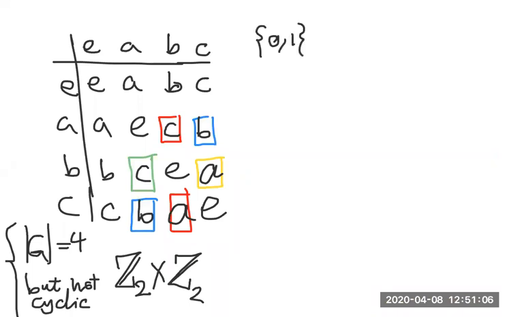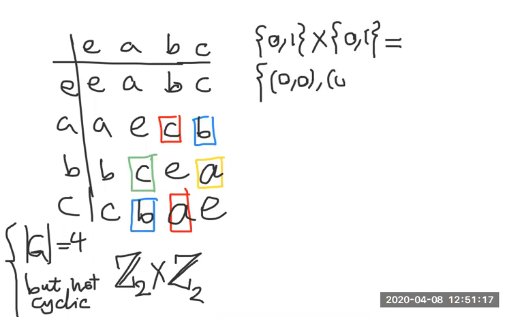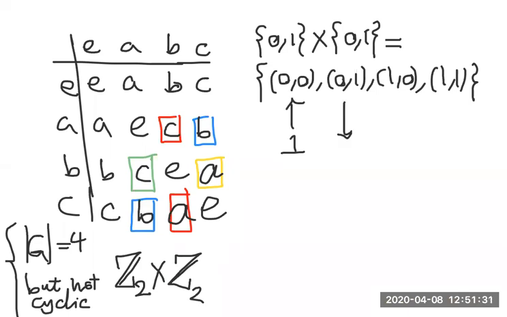So Z2 is 0, 1. The good thing about groups is that we can look at the product of groups. So it is going to be pairs of elements of the group: 0,0, 0,1, 1,0, 1,1. Okay, so the order of 0,0 is 1 because 0,0 is the identity here. The order of the identity is always 1. What is the order of 0,1?